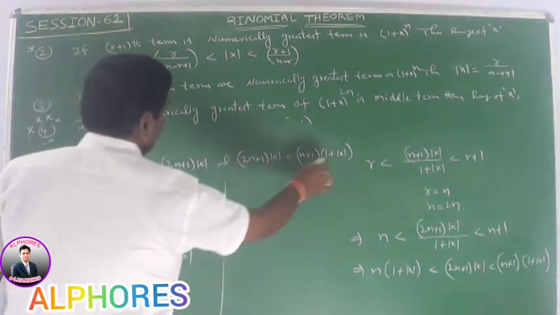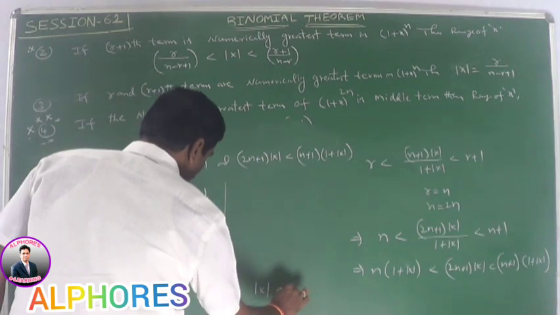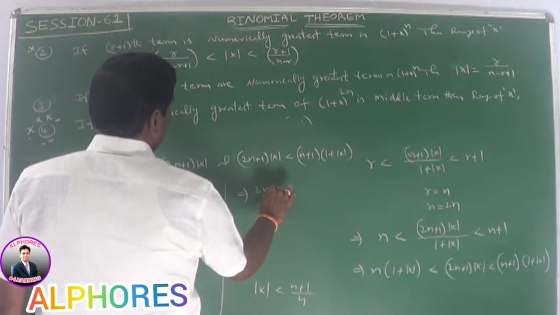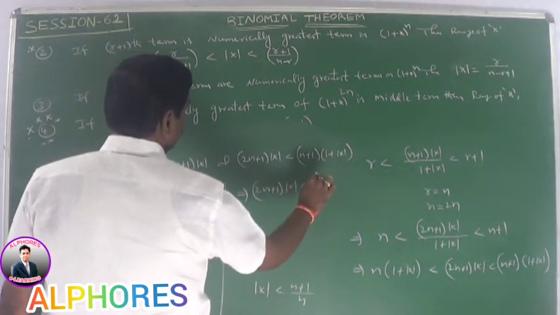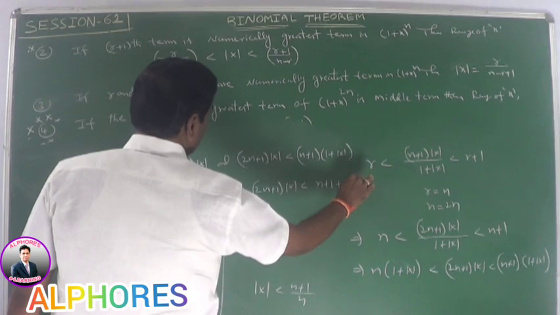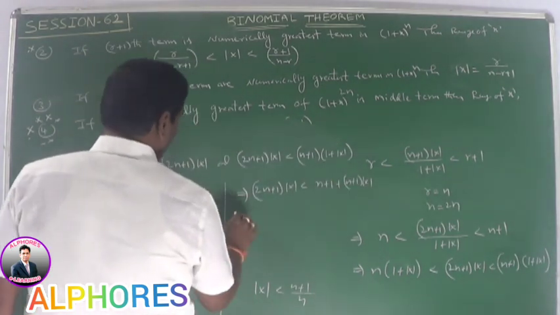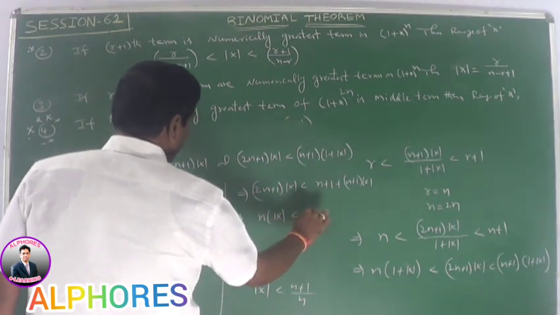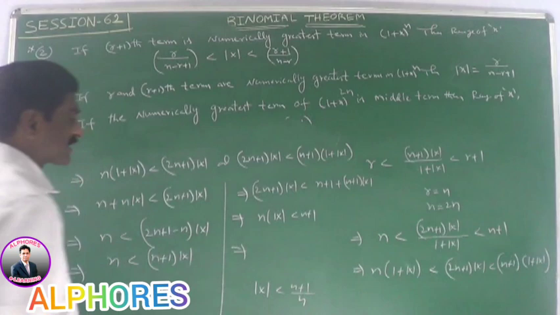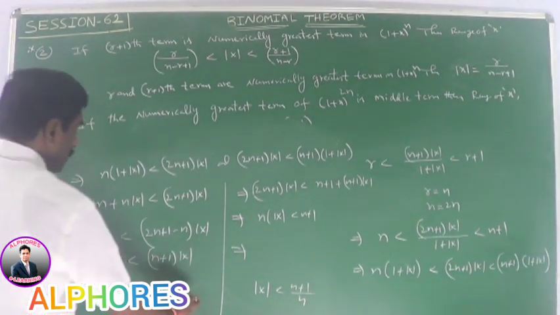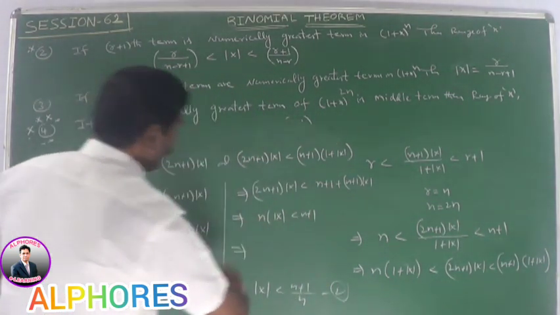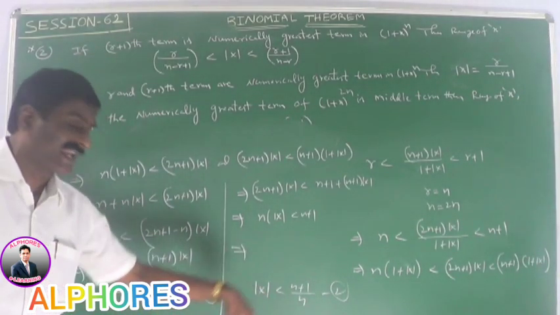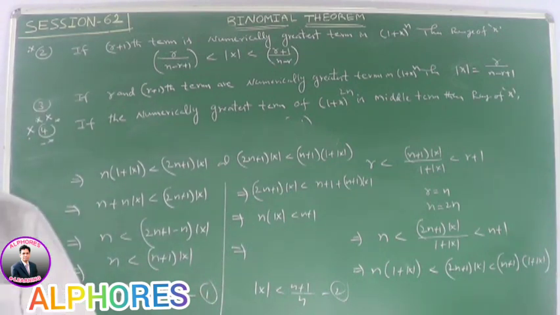Similarly, in this case also we reduce in this way. Mod x is less than (n plus 1) by n. Please simplify this value. That implies (2n plus 1) into mod x is less than n plus 1 plus (n plus 1) into mod x. Move this value to LHS. (2n plus 1) minus (n plus 1) means n into mod x is less than n plus 1. So, mod x is less than (n plus 1) by n. It is 1, it is 2. From 1 and 2, n by (n plus 1) is less than mod x less than (n plus 1) by n. It is very, very important.